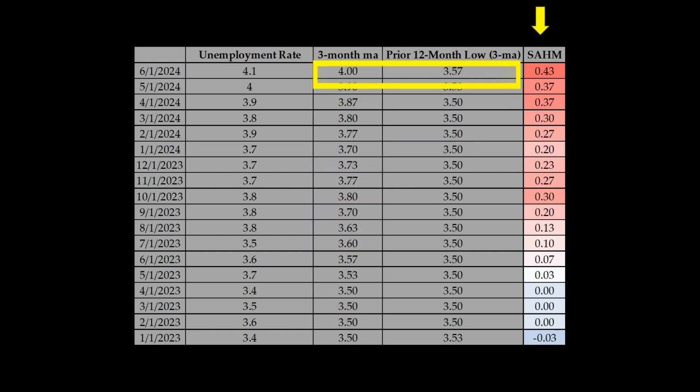Then you calculate the difference. What's the difference between the 3-month moving average of the unemployment rate and the lowest low over the prior 12 months? The result of that is 0.43. Again, we're looking for a signal of at least 0.5.